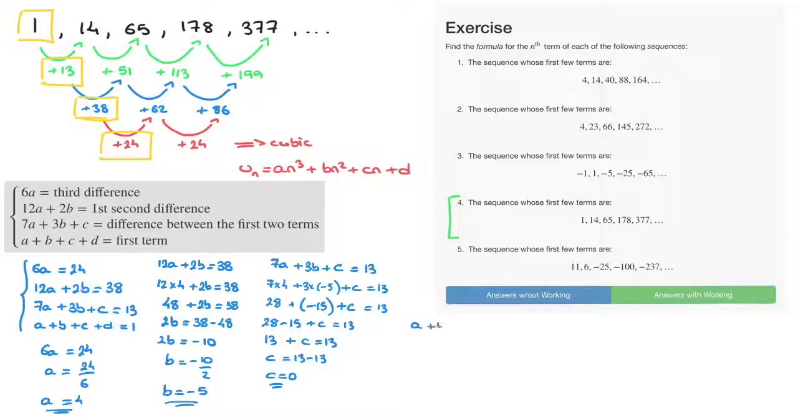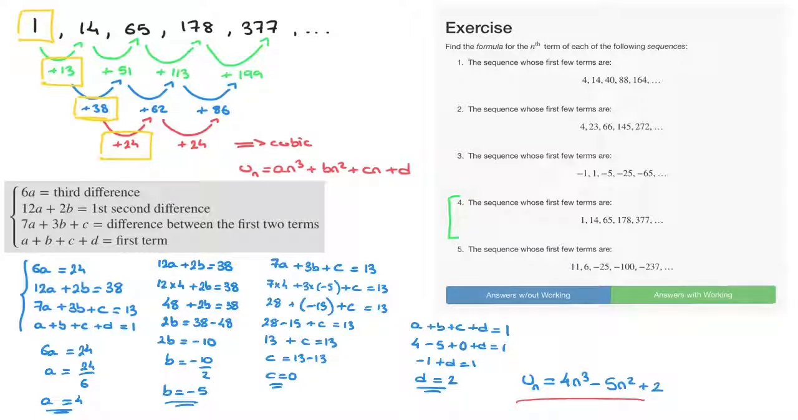That was a plus b plus c plus d equals to the first term, which was 1. But we know that a is 4, b is negative 5, and c is 0. So this becomes 4 minus 5 plus 0 plus d equals to 1. And 4 minus 5 is negative 1, plus 0 is still negative 1. So this is negative 1 plus d equals to 1. Finally, we add 1 to each side of this equation, which leads to d equals to 1 plus 1, which is 2. We now have all 4 coefficients, and we can state this sequence's formula. That would be un equals to 4n cubed minus 5n squared plus 0 times n, which we don't bother writing, plus 2. And that's this sequence's formula for the nth term.